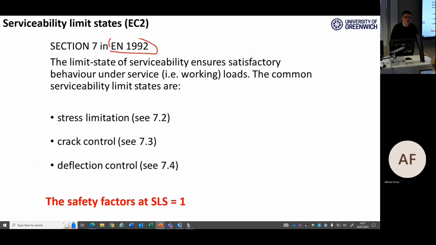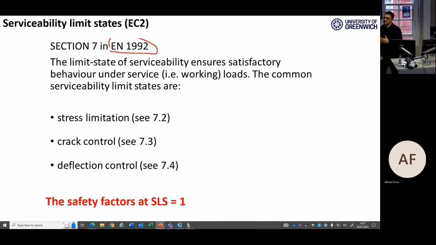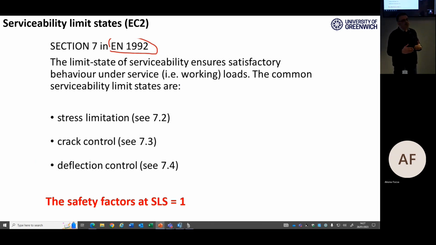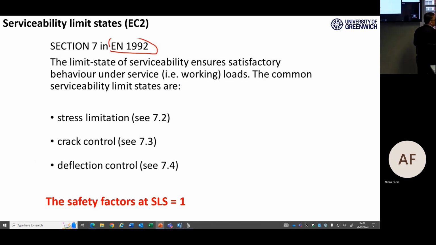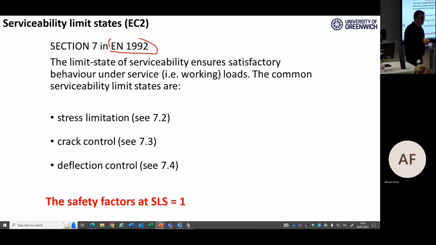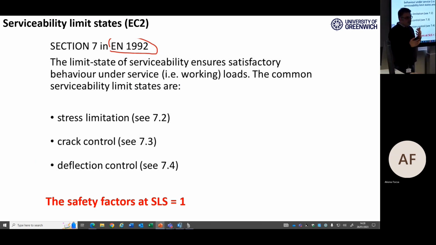Your structure is at the edge of the point before collapse. It means that the maximum load is applied on your structure. So it's a very rare situation, isn't it? It doesn't happen every day. Maybe it happens once in a lifetime, in 50 years, in 100 years. So it's a very awkward, very rare situation, but still we design the structure for that kind of situation.